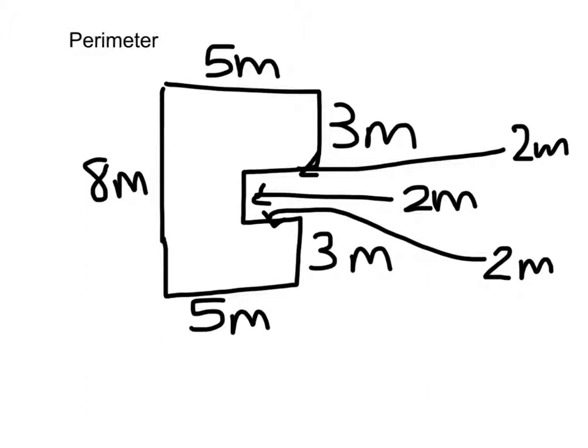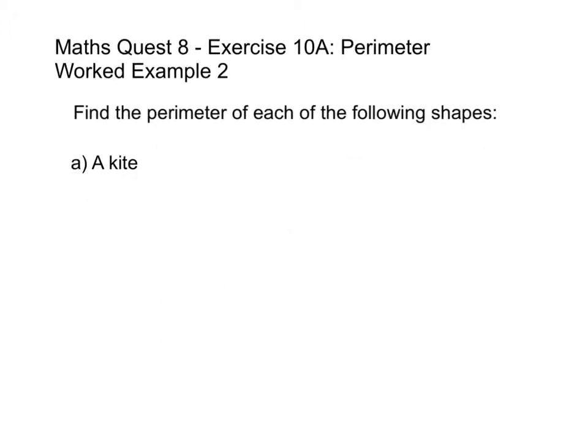It's also important that all the measurements are in the same units, because you can't add them together if they're not in the same units. And then once they're in the same units, you add all the side lengths together. So now we're going to talk about exercise 10A worked example 2. So what it asks us to do is find the perimeter of each of the following shapes.